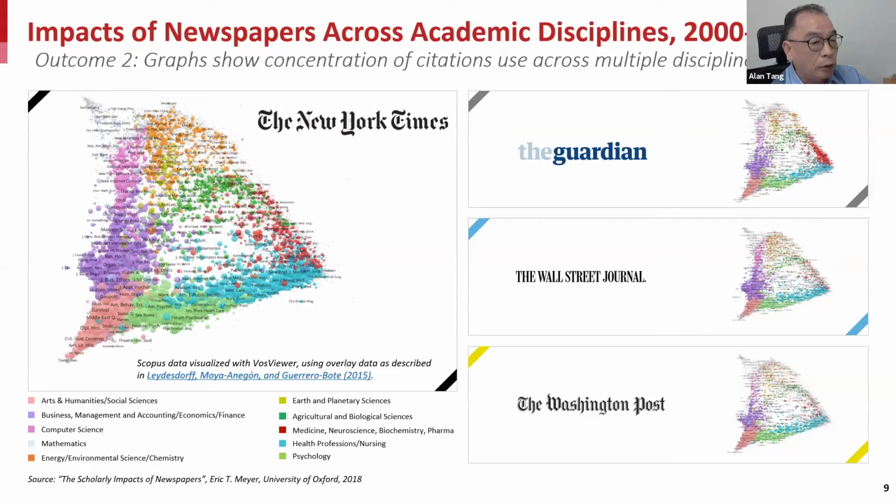For example, the first one on the lower left-hand side of the graph, the peach color is for art humanity. And also the brown one here is for health and nursing. And the green one is for agriculture, something like that, okay?